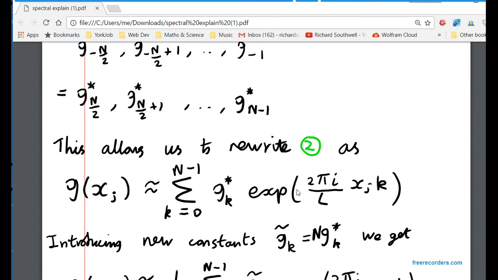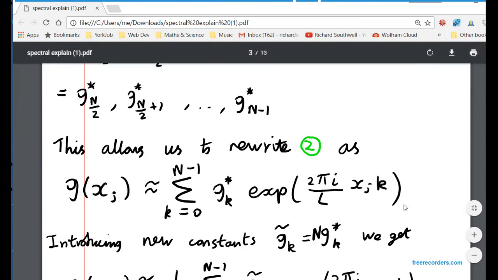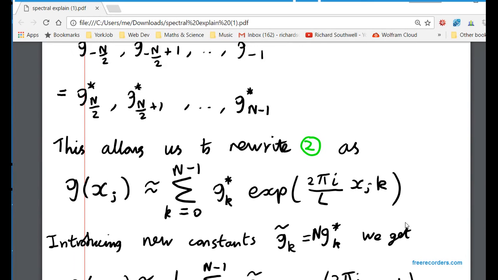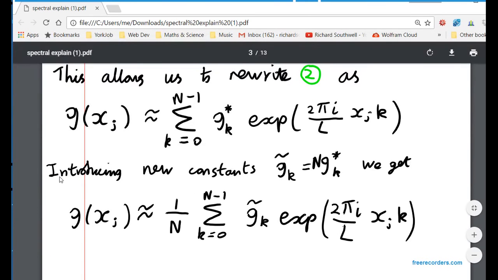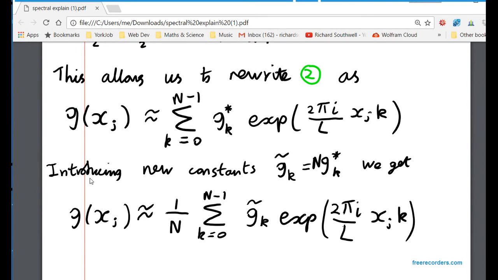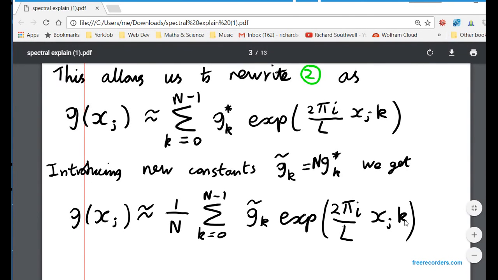So we're almost there. The only one little extra bit of surgery I want to do is to redefine these constants. These ones are called g star k, and let's introduce new constants. We'll define g tilde k to equal n times g star k. So then we can rewrite our function like this. This is our critical function here. In fact, I'll write it in terms of general x.